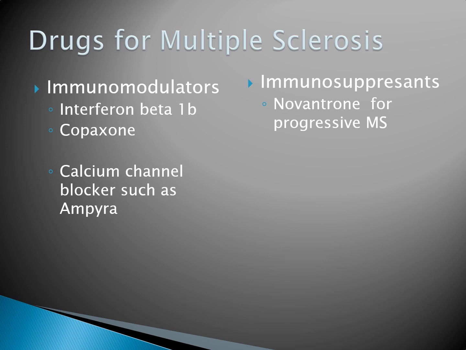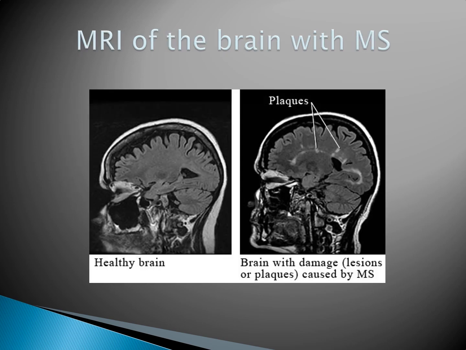And then we go into our calcium channel blockers such as Ampyra, and this helps multiple sclerosis patients who have walking impairments. So this sort of helps with gait steadiness, but it does have a risk of a side effect of seizures. And then we talk more specifically about the immunosuppressants, Novantrone for progressive MS, and this is used as more of a last resort medication when nothing else is working because this medication can be fairly toxic.